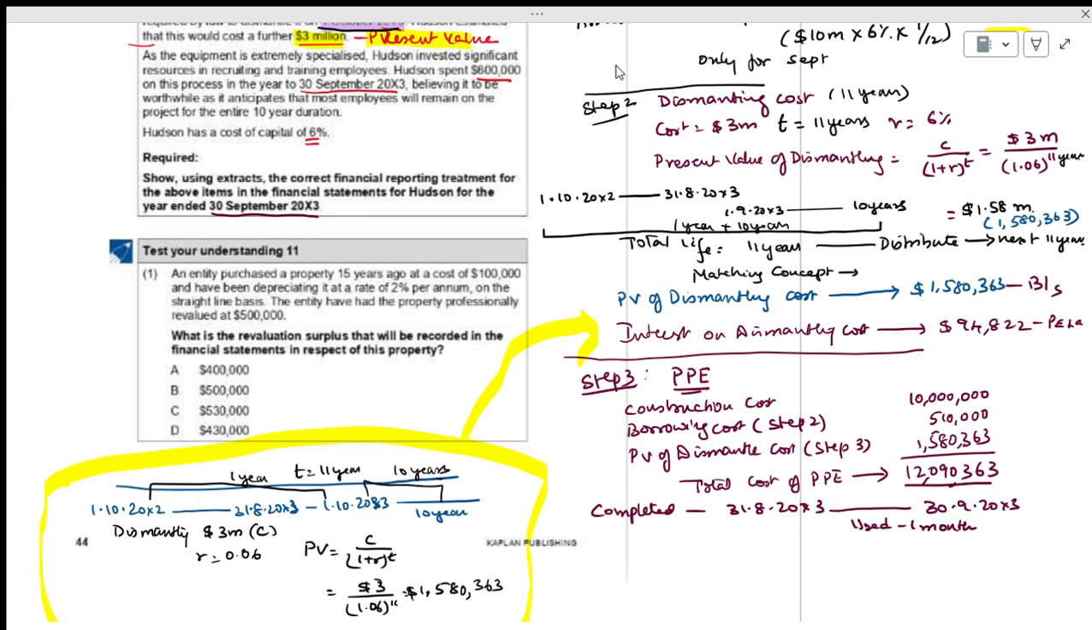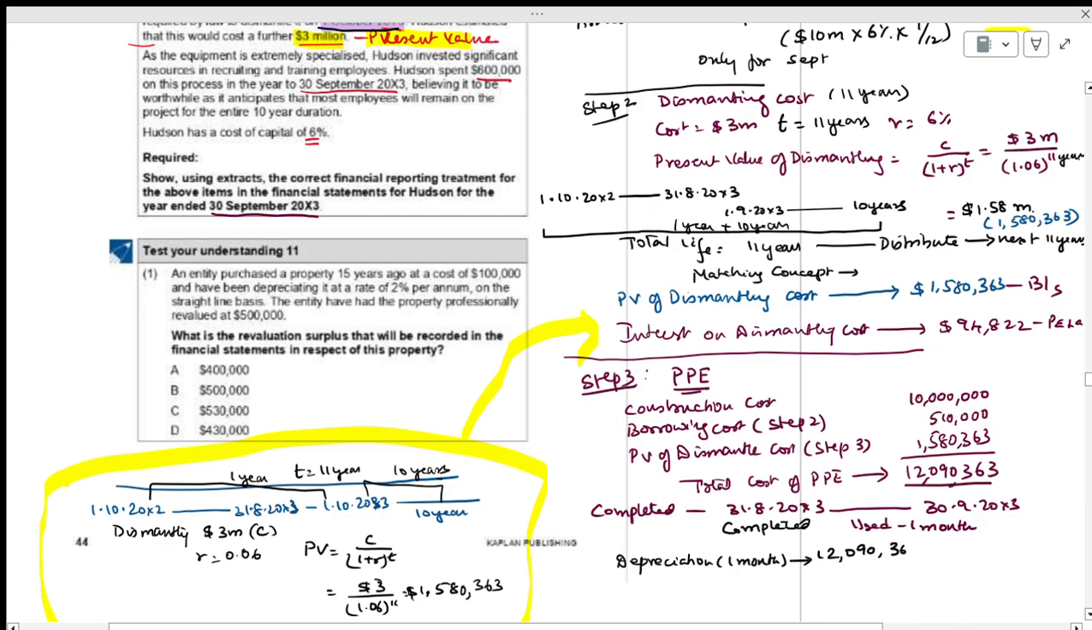Understand the point? This is completed. Completed 31st August. Now, one month they have used it. We have to calculate depreciation. Is it right? Depreciation for 1 month. How much is there? 12,090,363 times 1 by 12. It comes to how much?